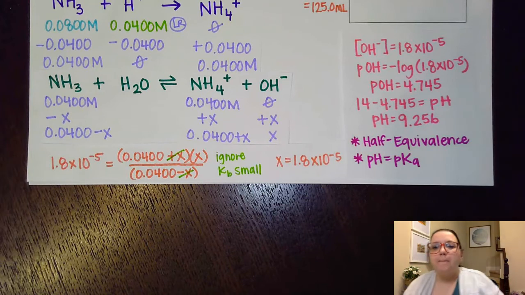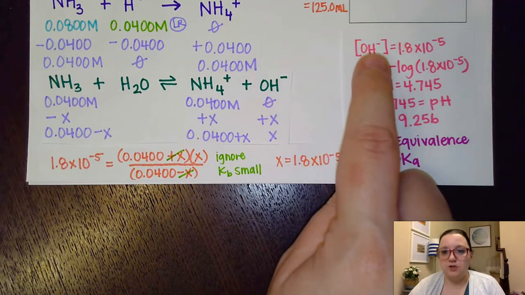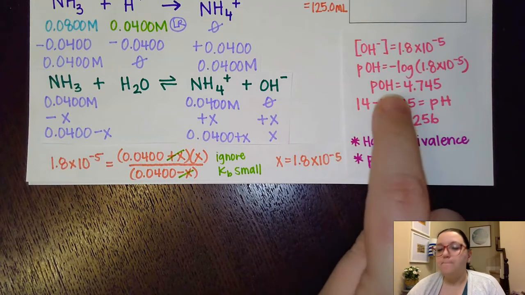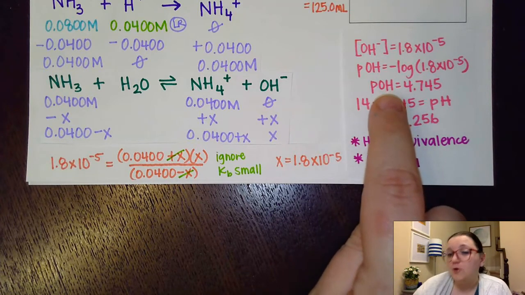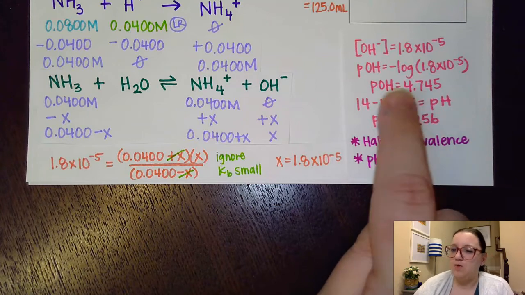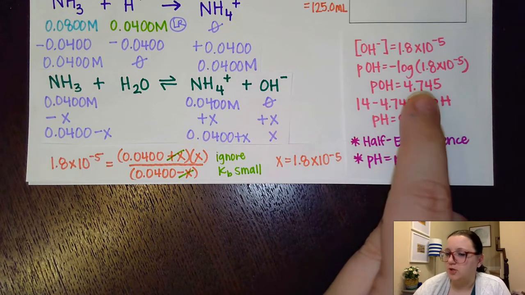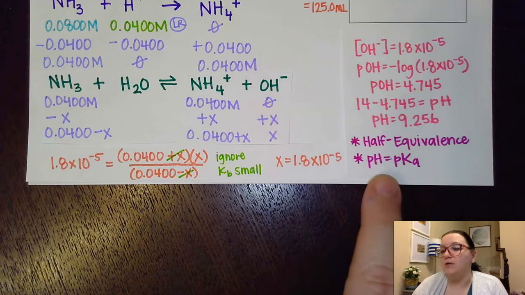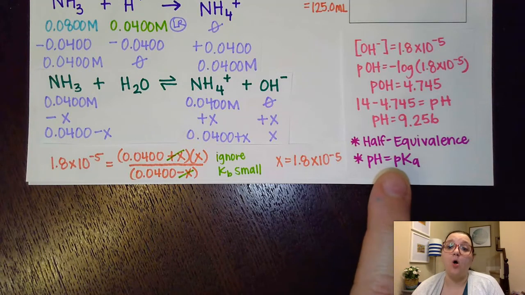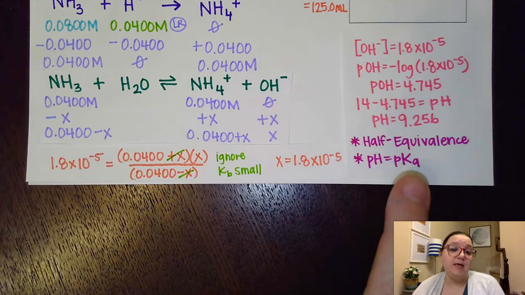However, something else interesting happens at the half equivalence point. Because the OH was equal to the Kb, that means the pOH was equal to the pKb. However, I don't really care about pOH all that much. What I care about is pH here. And what happens is if I know I'm at the half equivalence point, pH will always equal the pKa.